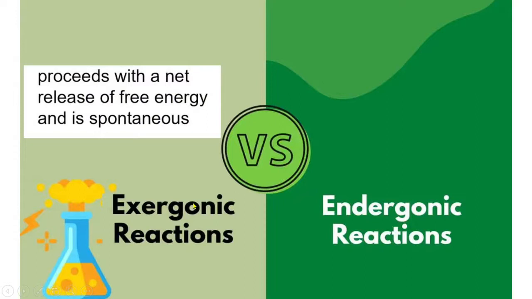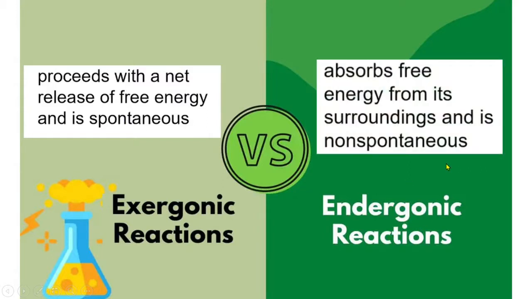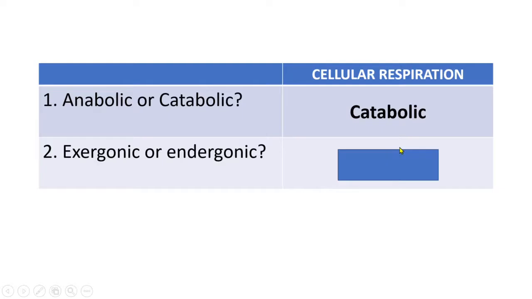When we talk about an exergonic reaction, it means it proceeds with a net release of energy and is spontaneous. In other words, energy is produced by the reaction. On the other hand, an endergonic reaction absorbs free energy from its surroundings and is non-spontaneous. In other words, energy is absorbed by the system in order for the reaction to occur. So going back to our question, is cellular respiration exergonic or endergonic? Well, you know the answer. It is exergonic.